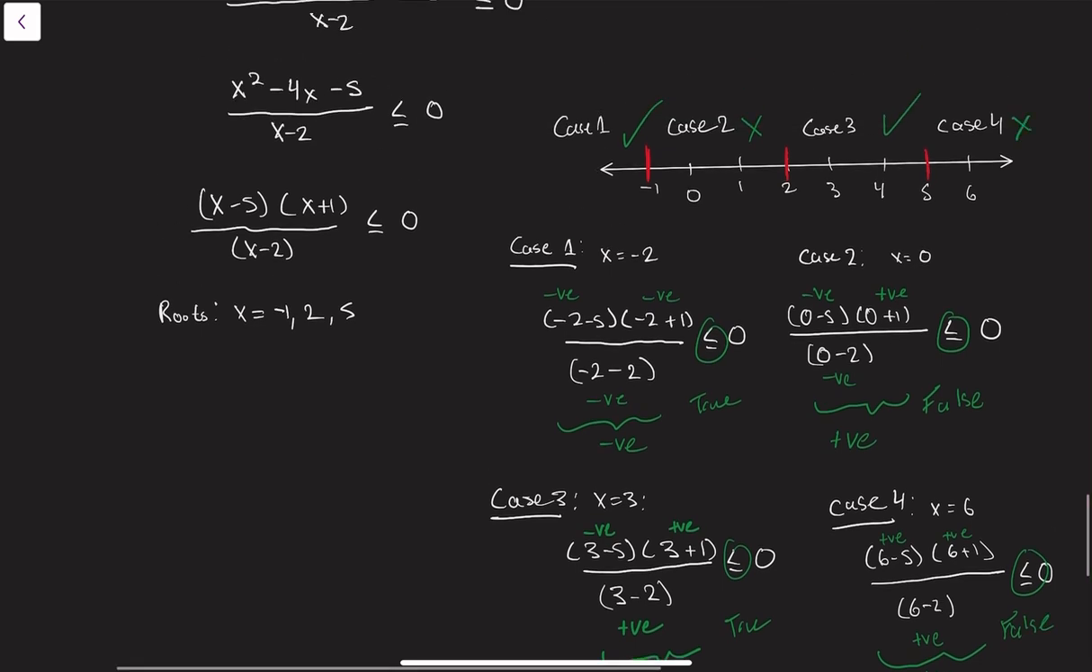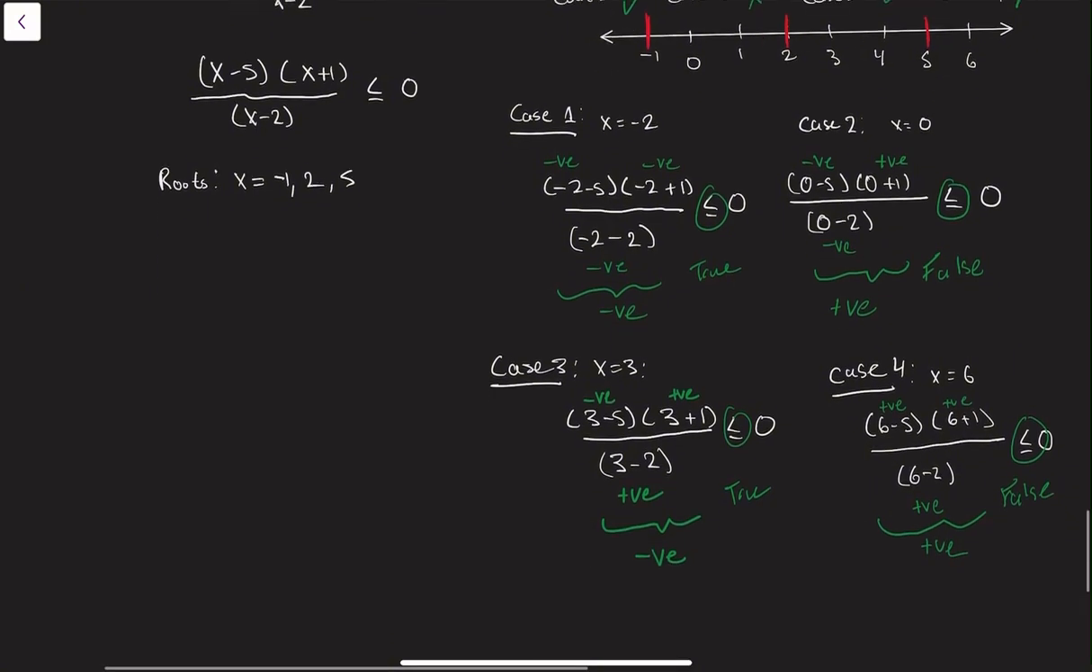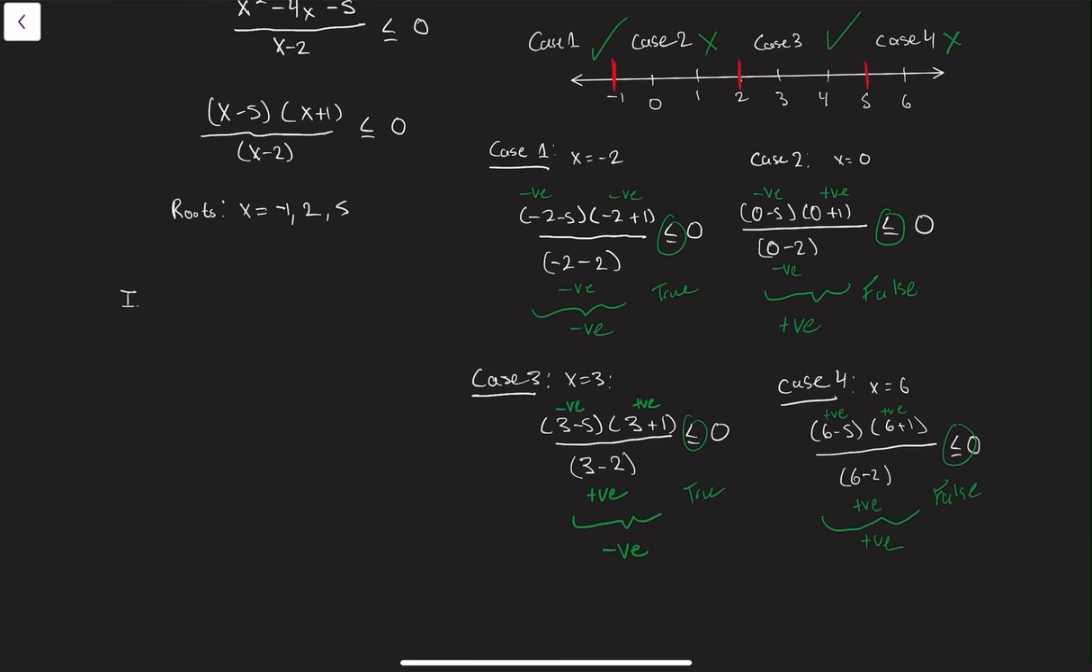So our solution is the union of case 1 and case 3. In interval notation, our solution would be from negative infinity to negative 1. Let's include negative 1. And the union, it's not a proper union, between 2, round bracket, to 5, close bracket. And you guys can tell me why I chose the appropriate brackets to have a square bracket here, a round bracket here, and a square bracket here.